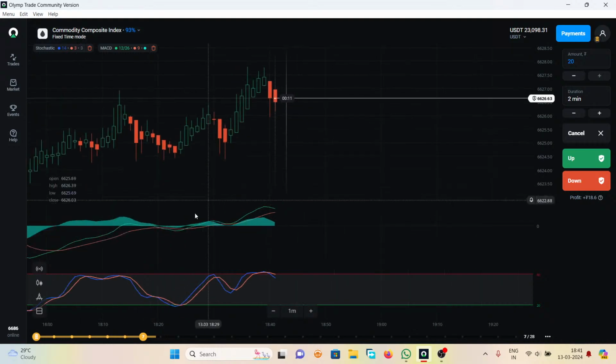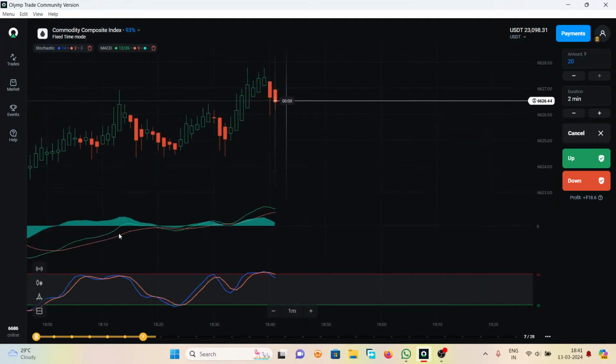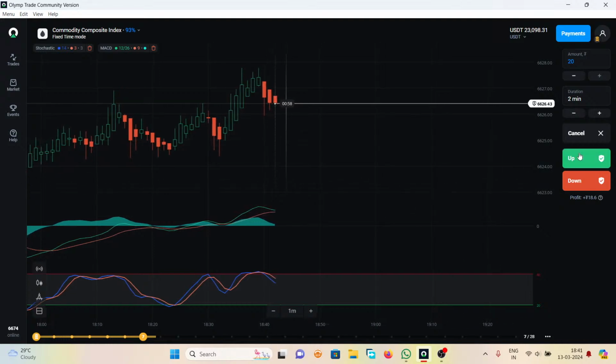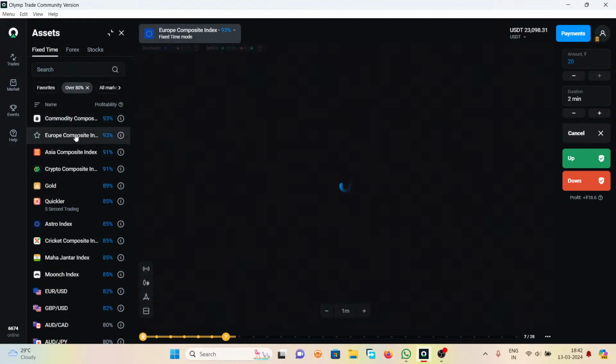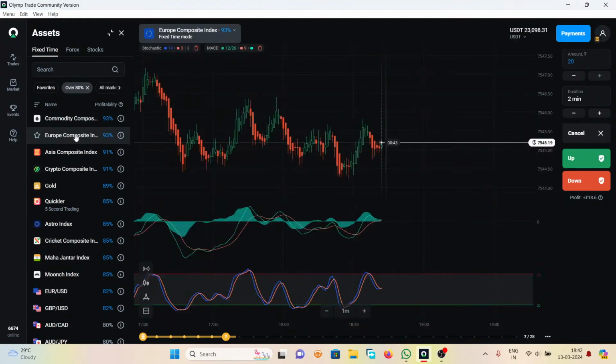So our first oscillator, which you can see with the green and red line and a sea green area chart, is called MACD, moving average convergence and divergence. MACD is basically a trend following momentum oscillator which shows us the relationship between two moving averages of an asset price. And what is that moving average? That is called EMA, exponential moving average.